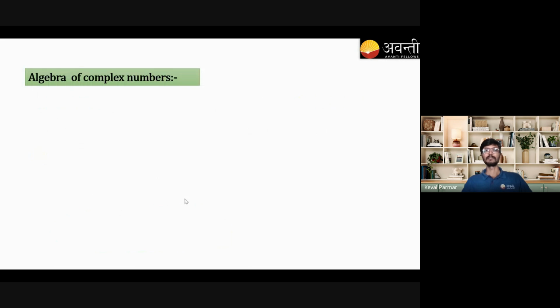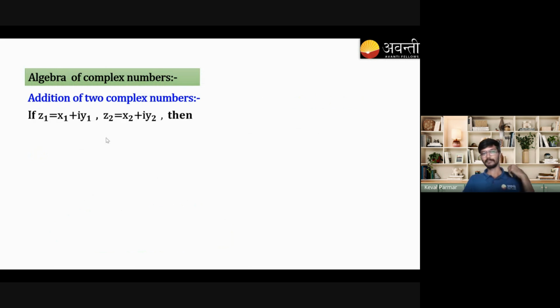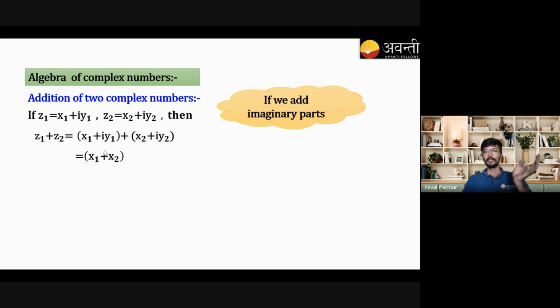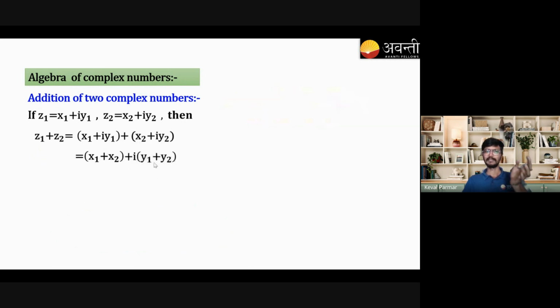Algebra of complex numbers. First, we are going to see the addition. Now, in addition of complex numbers, let's say we have two complex numbers, x1 plus iy1 and x2 plus iy2. If we try to add them, then the real parts will get added and the imaginary parts will get added, as simple as that. Right? So add the real parts, and for the imaginary parts, we can take i common. So we'll get x1 plus x2 plus i times y1 plus y2. The same can be done for subtraction, because addition and subtraction are not so different.